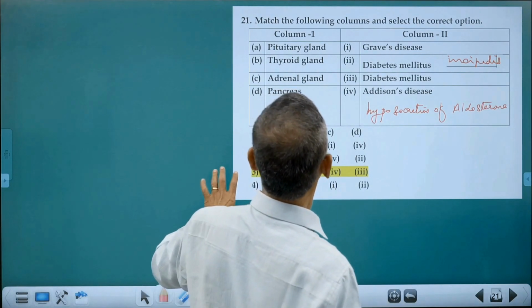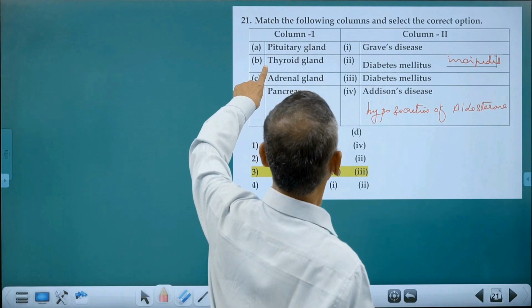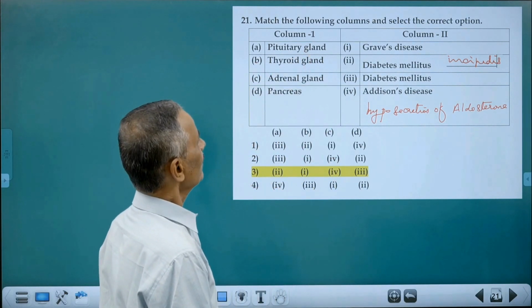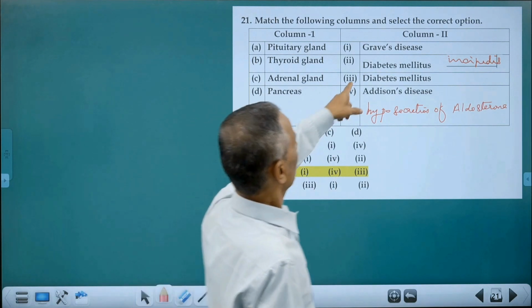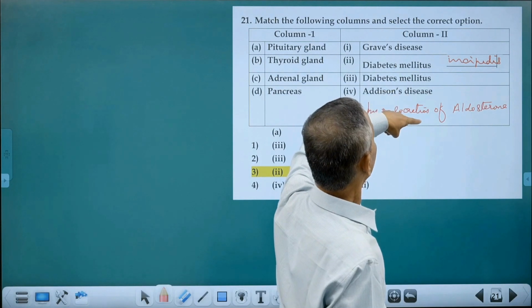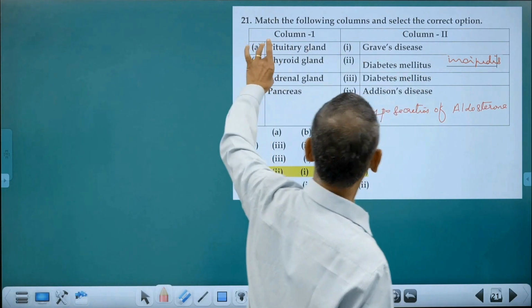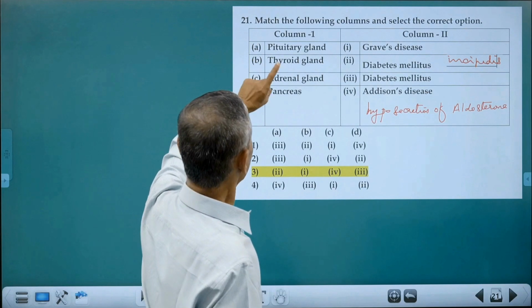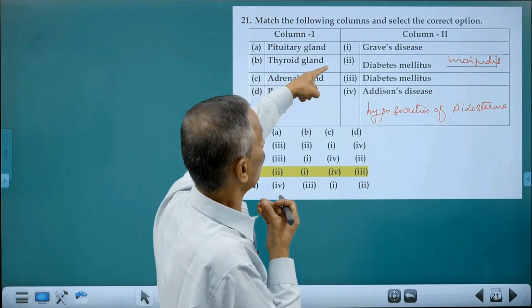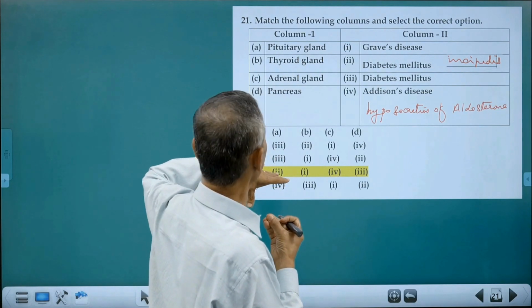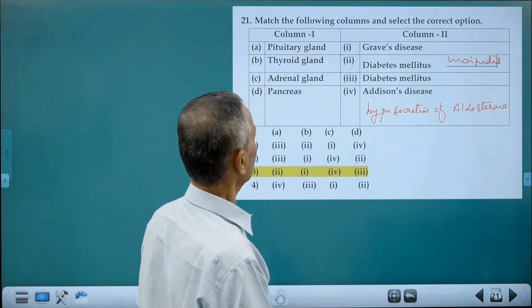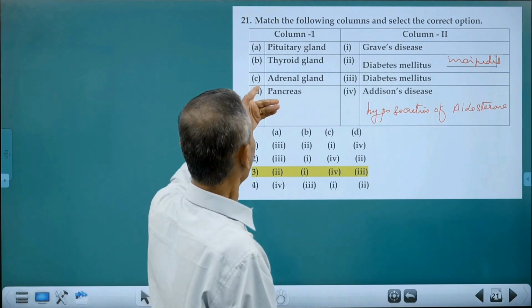So the pituitary is producing the ADH, and ADH is responsible for curing diabetes insipidus. So it should be 2. Okay. Then thyroid gland. When the thyroid gland is producing excess hormone, that causes Graves' disease, exophthalmic goiter. Adrenal glands, hyposecretion of aldosterone, Addison's disease, and pancreas.